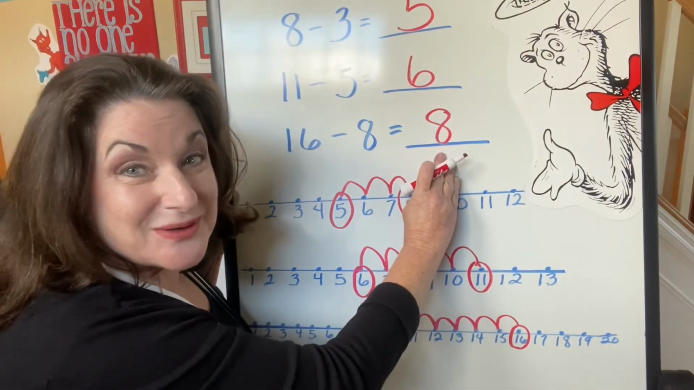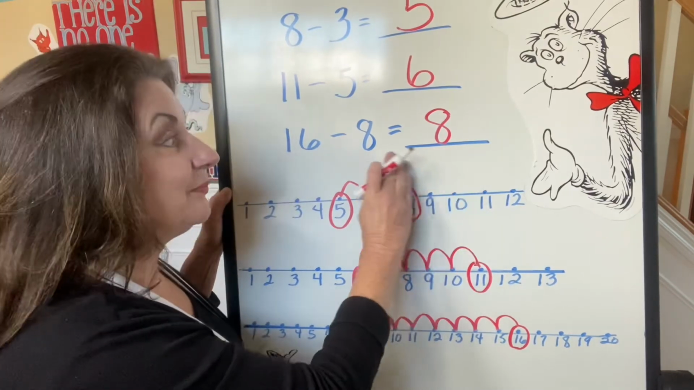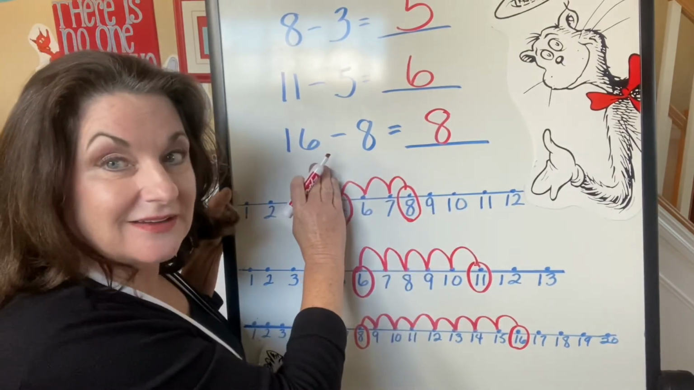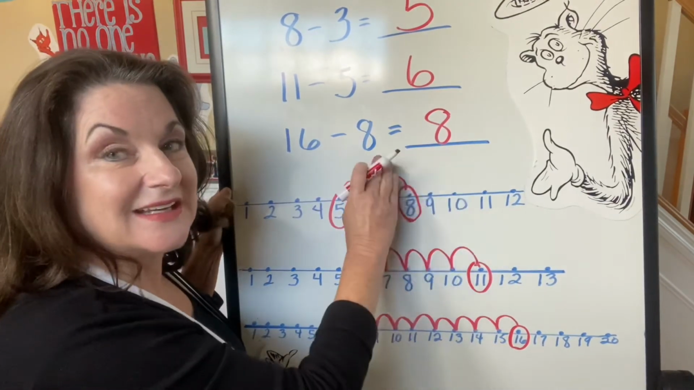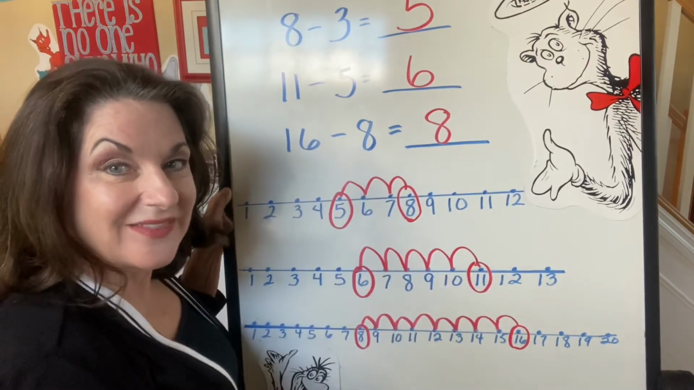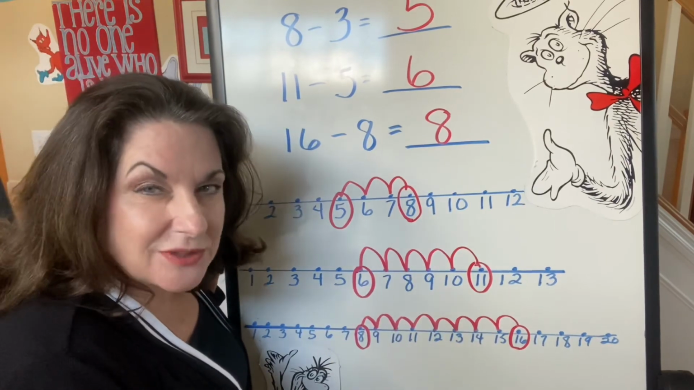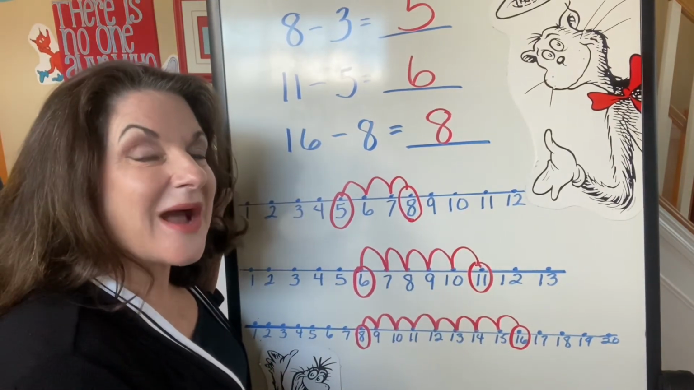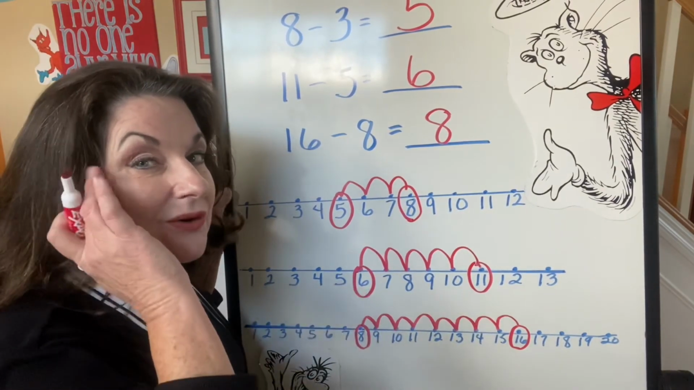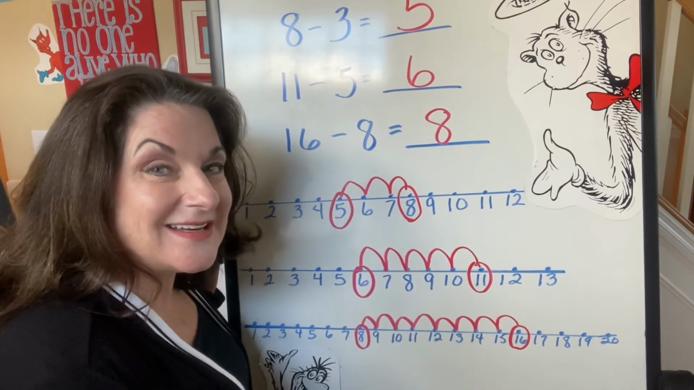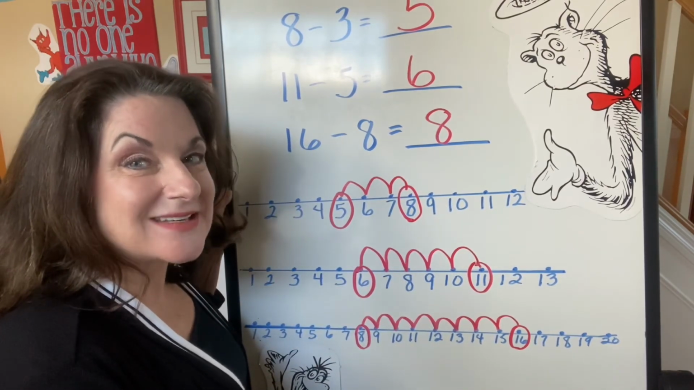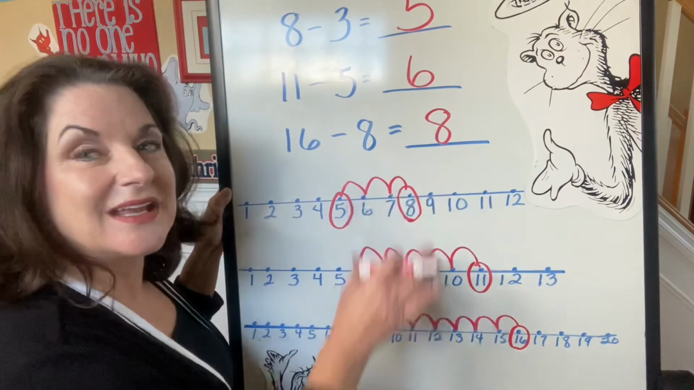Now, I know about turnaround facts. So, hey, I know that 8 plus 8 equals 16. That's a number bond. 8 and 8 equals 16. So I know I got that right. So this is a great way for you to think about numbers and to think about showing what's going on in your head when you are subtracting numbers to make equations.